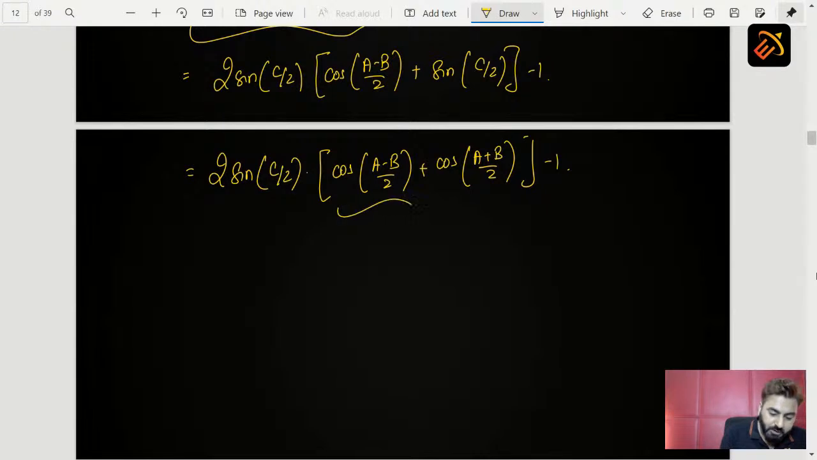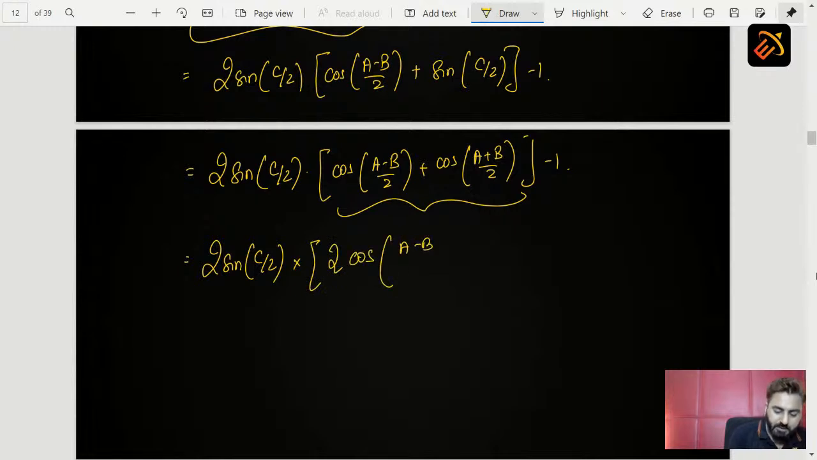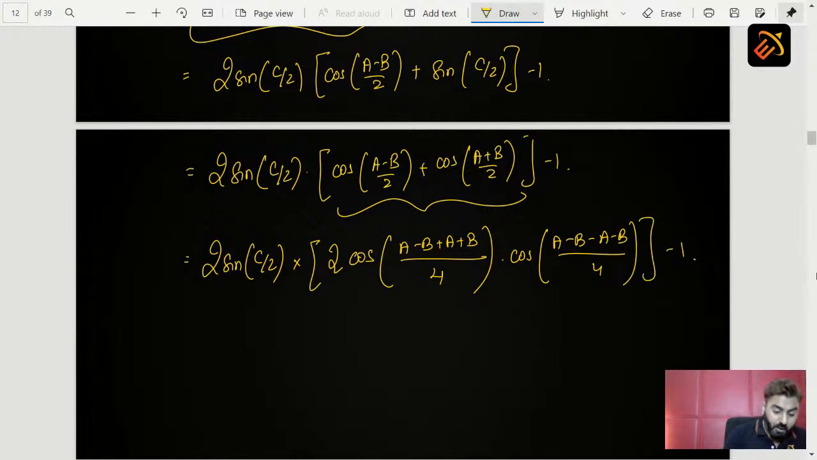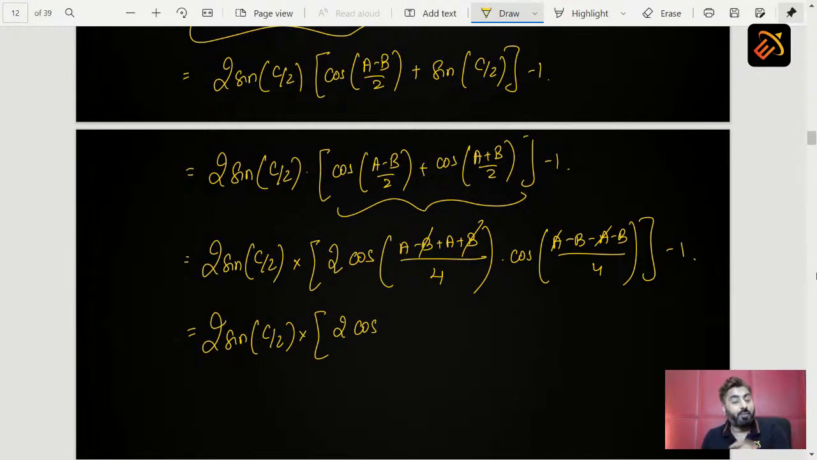Now students, here cos plus cos has come again. That means factorization formula. So what is your factorization formula? Cos plus cos, 2 cos cos. So this will be 2 sin C by 2 into 2 cos of A minus B plus A plus B by 4 into cos of A minus B minus A minus B by 4 minus 1. So in the next step, 2 sin C by 2 into 2 times cos of, here B gets cancelled, here A gets cancelled, and A by 2 over 4 becomes A by 2, 2B by 4 becomes B by 2, cos of minus theta will be cos theta.